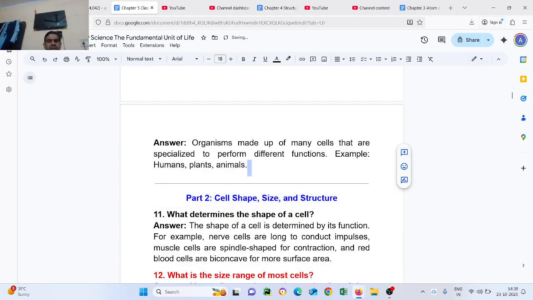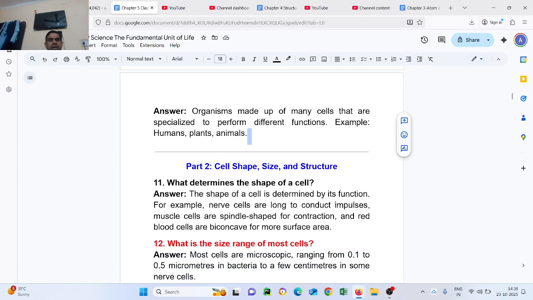Now question number 1. What determines the shape of a cell? Answer: The shape of a cell is determined by its function. For example, nerve cells are long to conduct impulses. Muscle cells are spindle shaped for contraction and red blood cells are biconcave for more surface area.